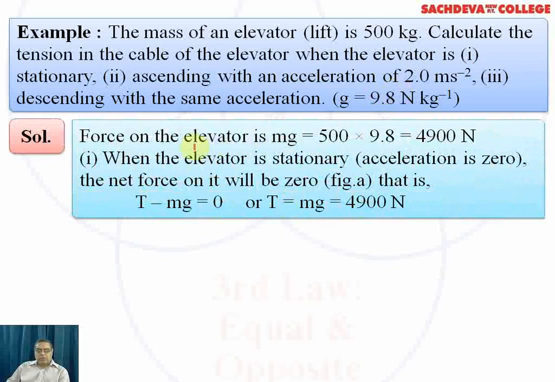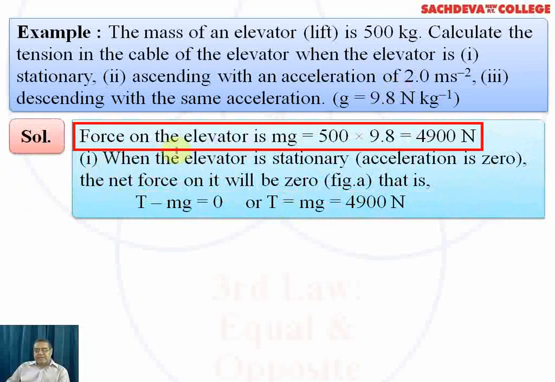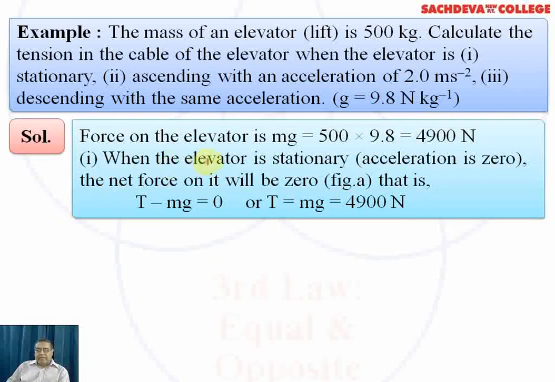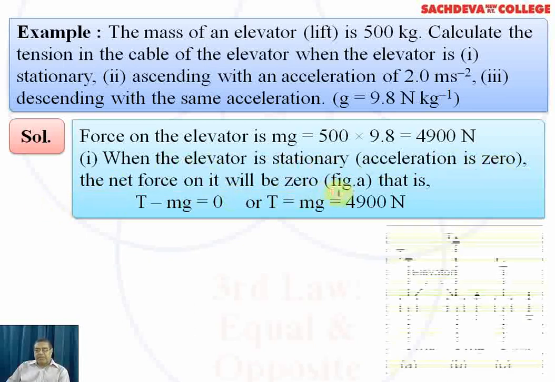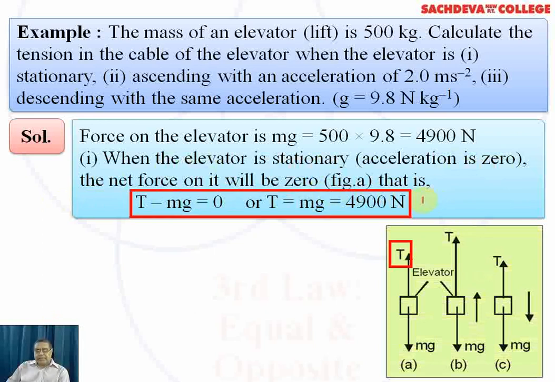So now the solution: the force on the elevator is mg. So m is 500, g is 9.8, and the net value will become 4900 newtons. When the elevator is stationary, the acceleration is 0. The net force on it will be 0, that is figure A, that is T minus mg is equal to 0, or T is equal to mg, 4900 newton. That is the first case.